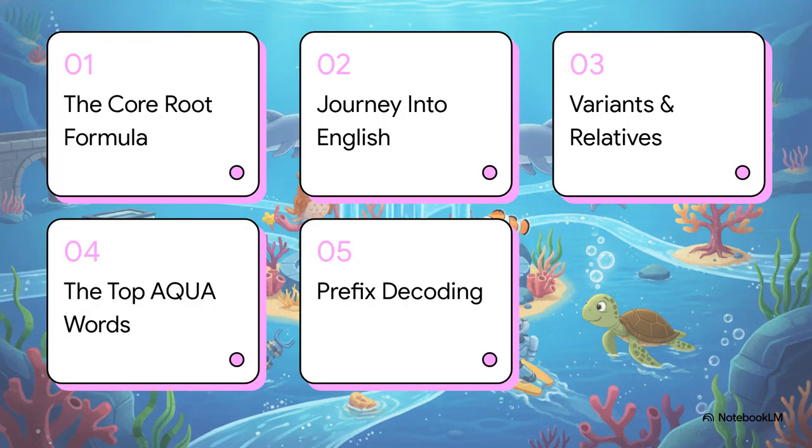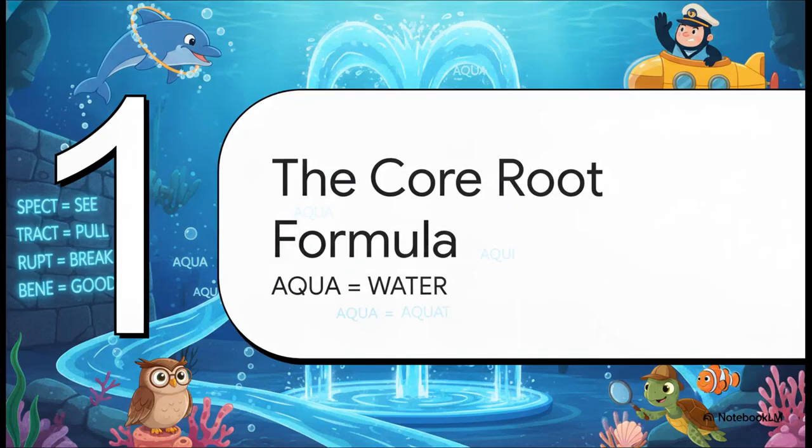Here is our word detective concept map for how we're building our vocabulary family tree today. First, we'll establish the core root formula, then trace the journey into English. After that, we'll uncover variants and hidden relatives, master the top aqua words, and finally wrap up with the prefix power decoding strategy. All right, starting right off with Section 1, the core root formula, where aqua equals water.